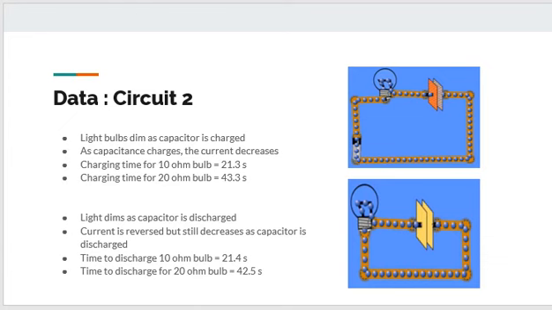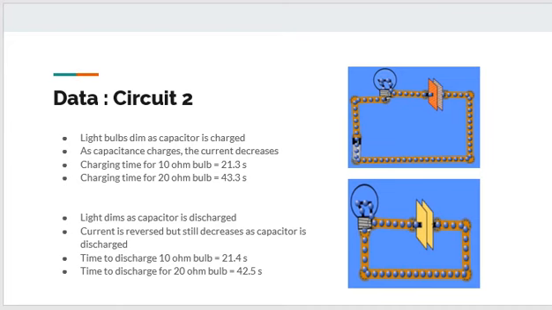The charging time for the 10 ohm bulb was 21.2 seconds, and the charging time for the 20 ohm bulb was 43.3 seconds. For the discharging capacitor, the current is reversed and flows from the positive to the negative plate and decreases as the capacitor is discharged. The time to discharge for the 10 ohm bulb is 21.4 seconds and 42.5 seconds for the 20 ohm bulb. When the resistance of the bulb is doubled, the charging and discharging time is also approximately doubled.